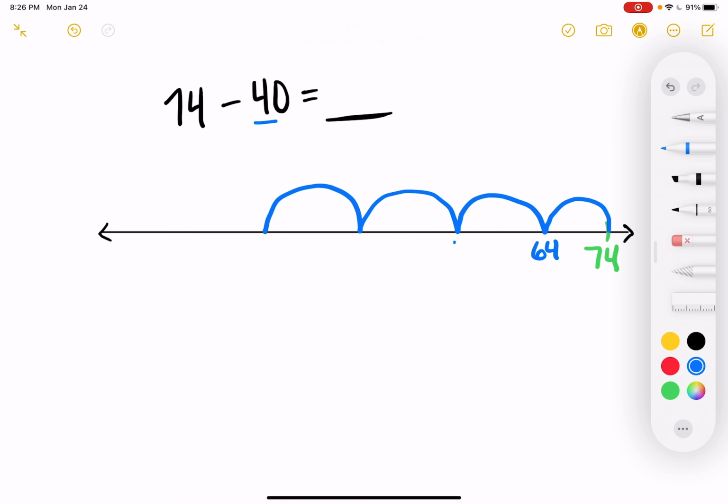So 74, 64, 54, 44, 34. Now, I do like to go back and check: 34, 44, 54, 64. Yep, that makes sense when I count it, because just like you saw on my last one, you can easily end up with a skipped number if you're not paying attention. So sometimes you might need to check yourself. So this is how we subtract tens on an open number line.